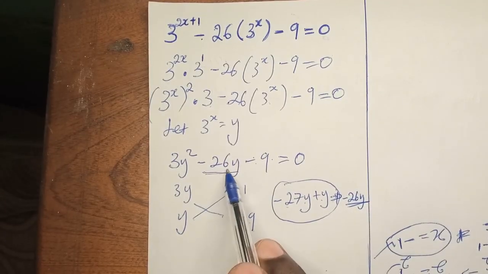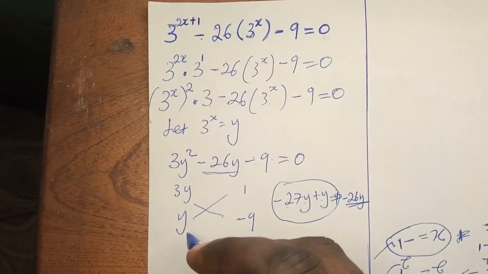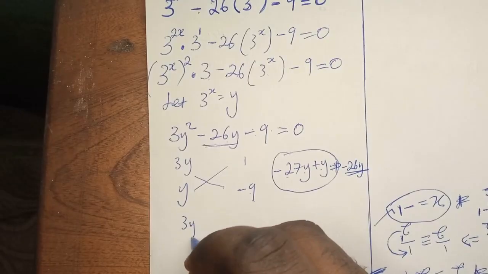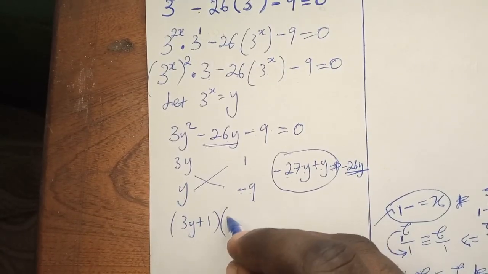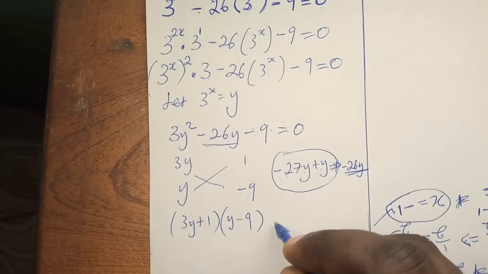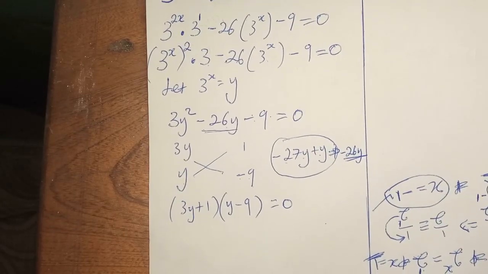Since we have this minus 26y, then this factor is correct. Then the factors 3y plus 1 and y minus 9, setting each equal to 0, are factors. So all of these are factors.